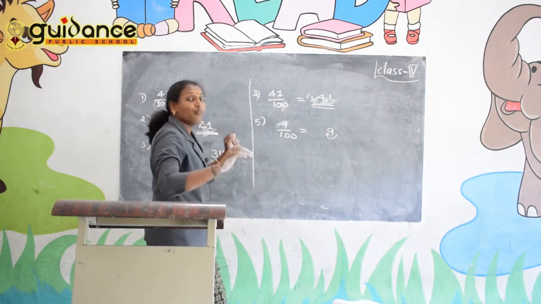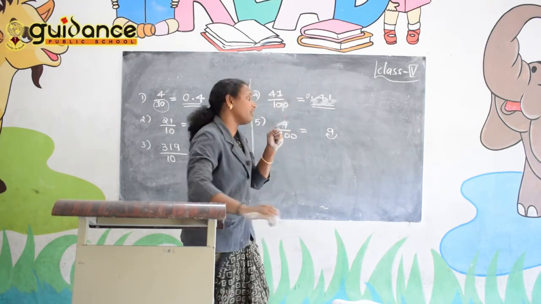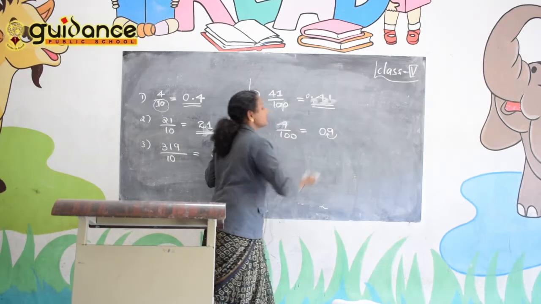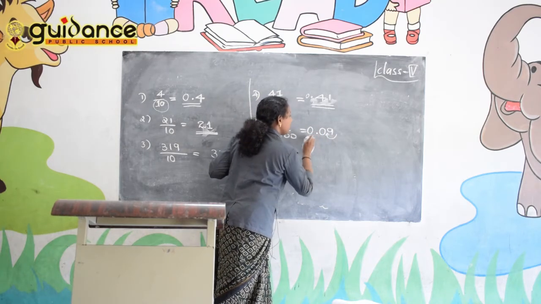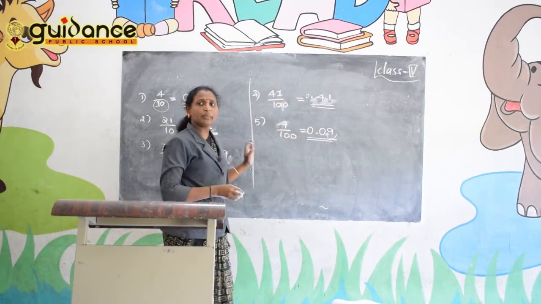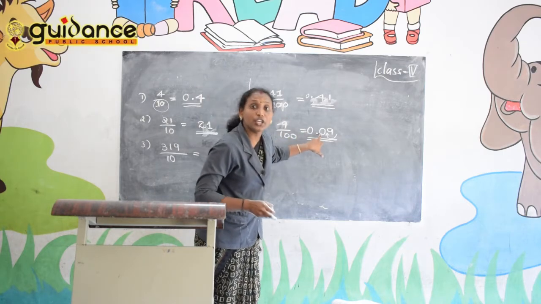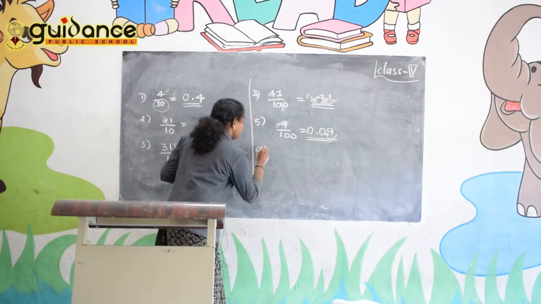At that time, one number is less, so we will put the digit 0, and after that we will put the decimal point. In some cases that is the way. At that time we will put the 0. Is that clear?